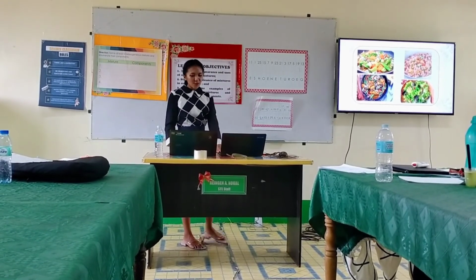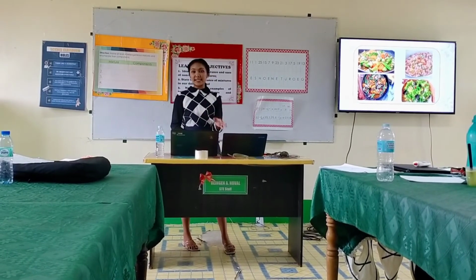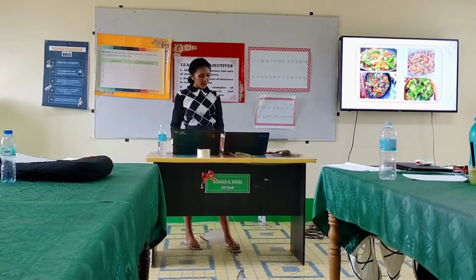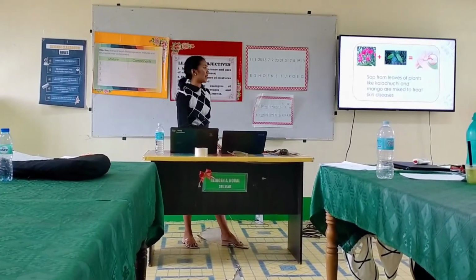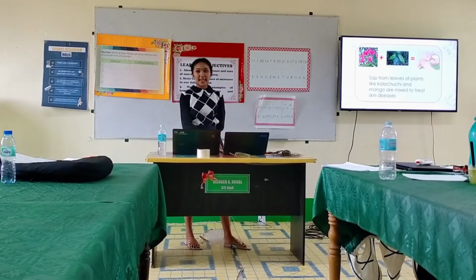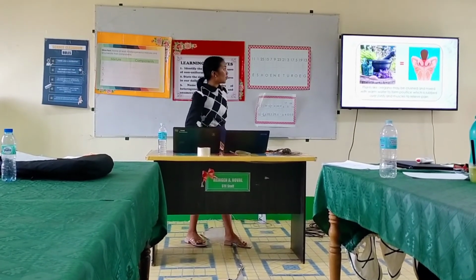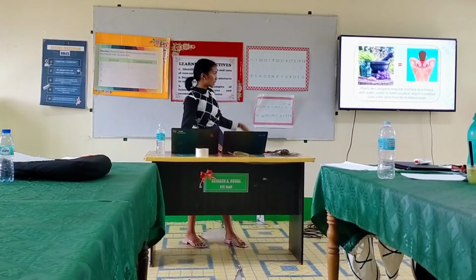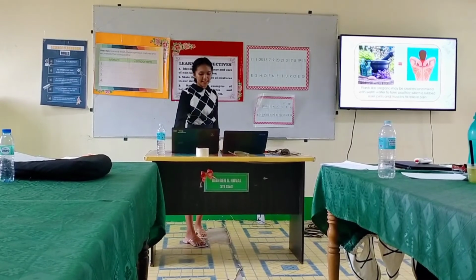Very good. So we also have traditional or modern medicine that can also be a heterogeneous mixture. For example, the sap from leaves of plants like kalachuchi and mango can be mixed to treat skin diseases. We also have oregano that can be crushed and mixed with warm water to become a poultice, which is rubbed over joints and muscles to relieve pain.